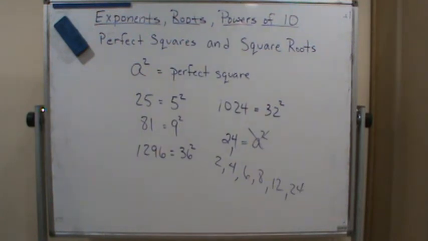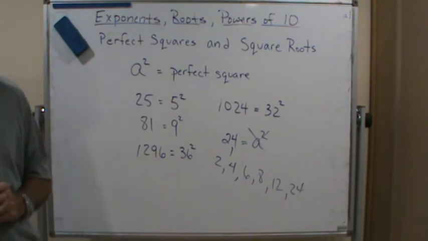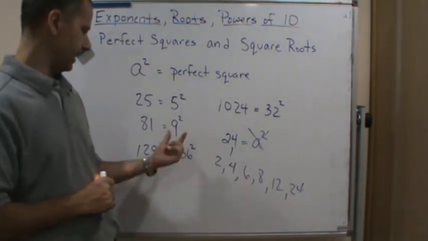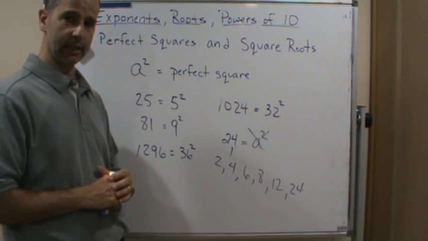Okay? And so that's the idea of what a perfect square is. And it comes from the idea that we're squaring numbers to get there.